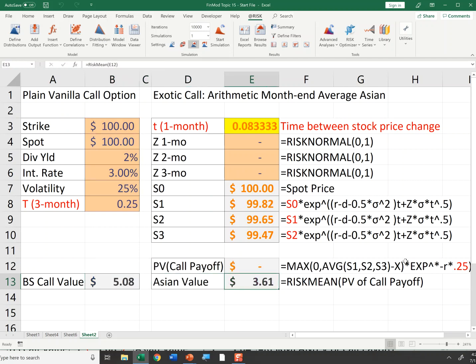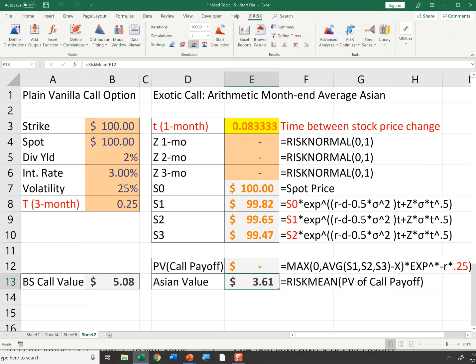Now, a little bit of insight on why it's cheaper: the volatility of an average of 3 numbers is going to be less than that of a single value at the end. So that's why it's a little bit cheaper to buy these arithmetic Asian options than it is to buy an option that depends on one number at the end.